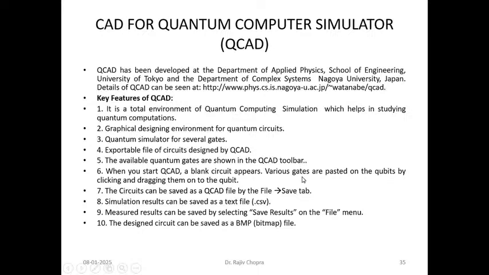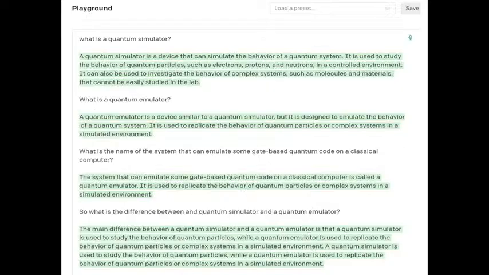They appear in the QCAD toolbar, just as in MS Word we have a toolbar. Similarly, there is a QCAD toolbar. We can drag and drop, and when you start, initially a blank circuit appears. Various gates are pasted onto it. The circuits can be saved with the save tab. Simulations can be saved as a text file, .csv, a comma separated values file. Major results can also be saved by save results. The designed circuit can be saved as a BMP bitmap file. So this is another quantum simulator.